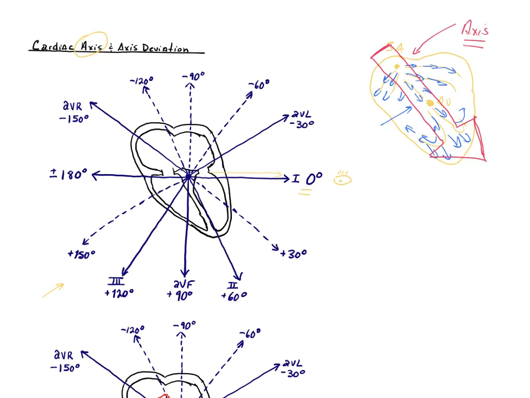Yep. All right. And then we go to lead 2. Now lead 2 is kind of down here, and it's looking at about a 60-degree angle. So the angle between lead 1 and lead 2 is about 60 degrees. Does that kind of make sense? And then lead 3, there is a 60-degree angle between lead 2 and lead 3, right?